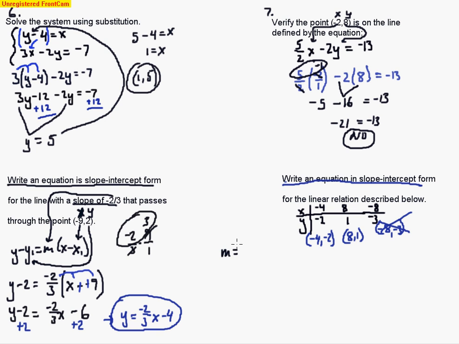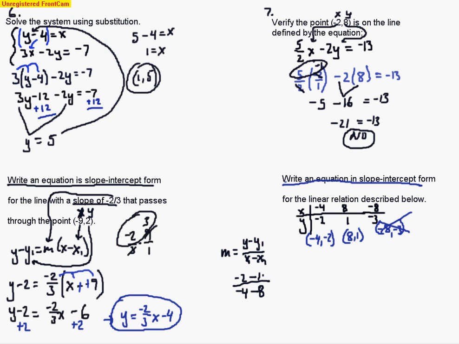We go m equals, and then we have y minus y1 over x minus x1. And so we take the points, and here we'll take 8, 1, and negative 4, negative 2. So the y's go on top. So negative 2 minus 1. Those are the y values. Y is on top. And then we start with the negative 4. So negative 4 minus 8. And we do that work.